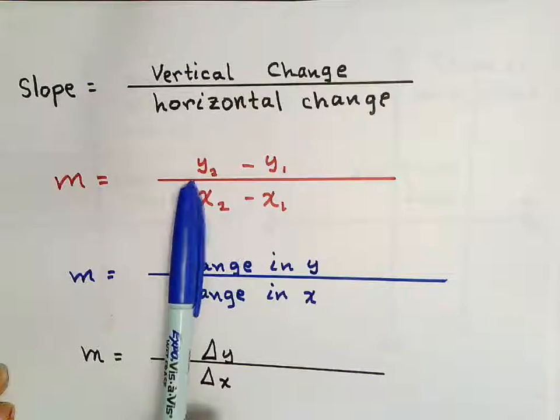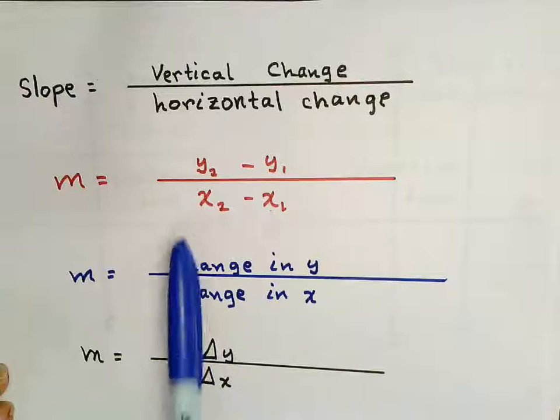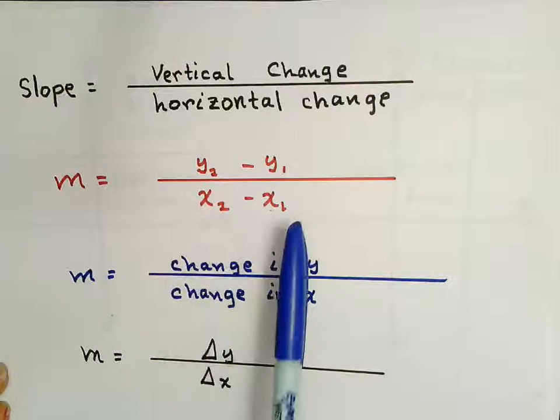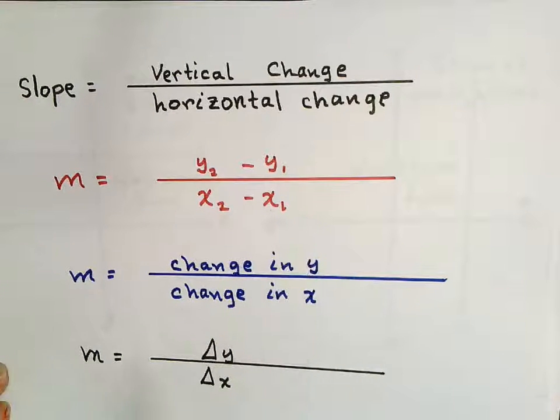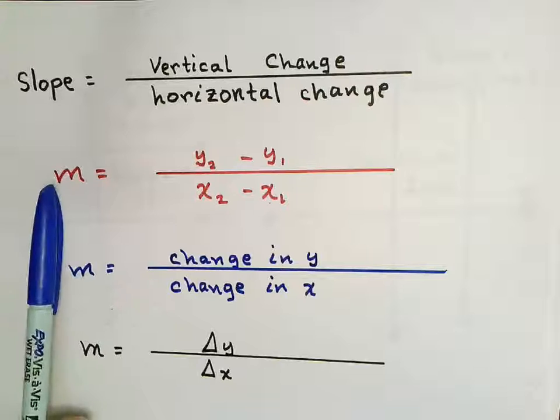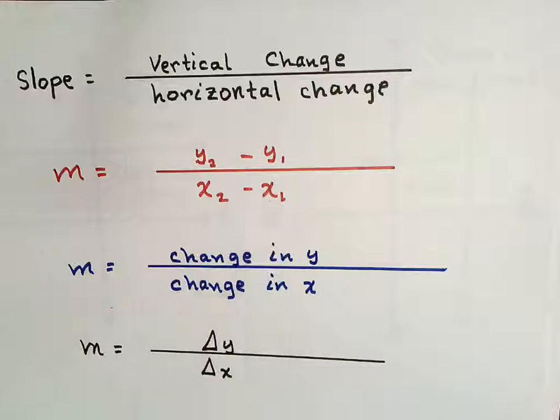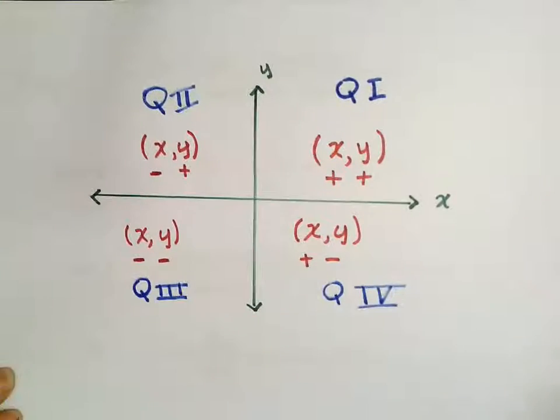Let's look at some definitions for slope. It's the vertical change divided by the horizontal change. It's y sub 2 minus y sub 1, which is called the change in y, or delta y, divided by x sub 2 minus x sub 1, which is called the change in x, or simply delta x. We're going to be using the formula y sub 2 minus y sub 1 divided by x sub 2 minus x sub 1.